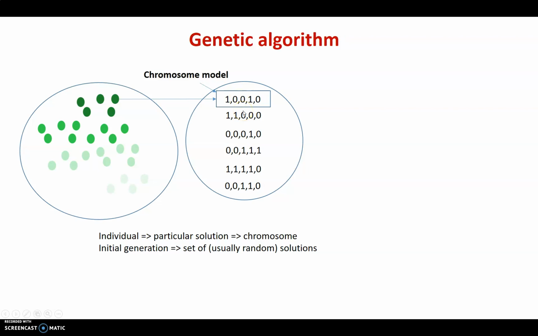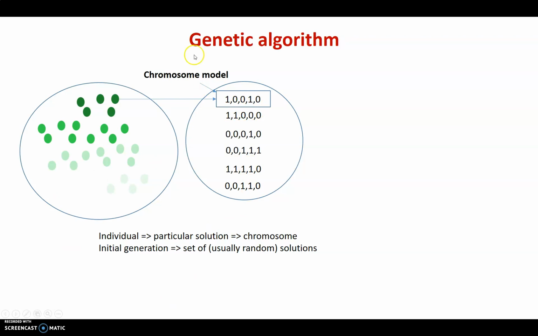In this case, we are using the knapsack problem. So remember that a possible solution to that problem is a certain combination of 5 bits. In this case, we have 6 possible solutions. And this is the initial generation that usually is generated randomly. We generate a certain number of random solutions, and we call this the initial generation.